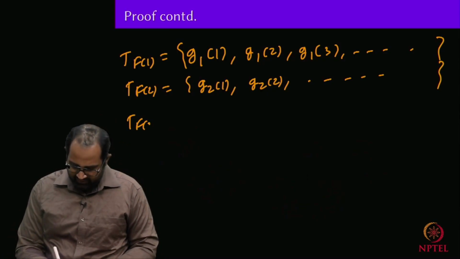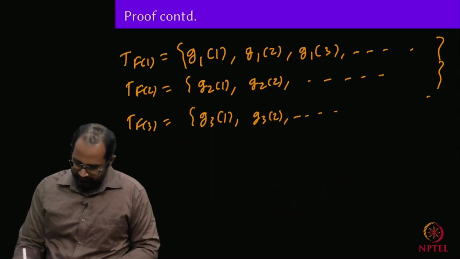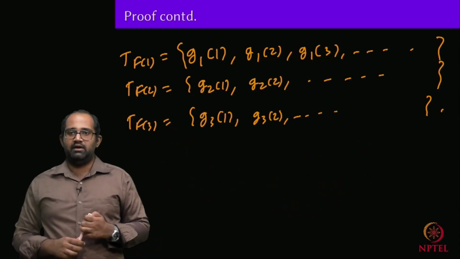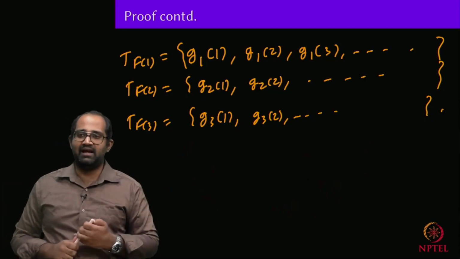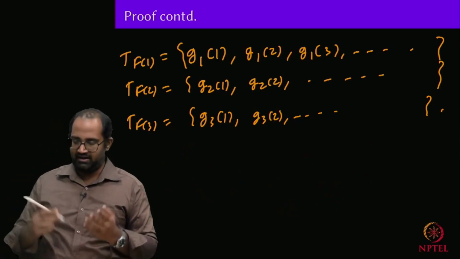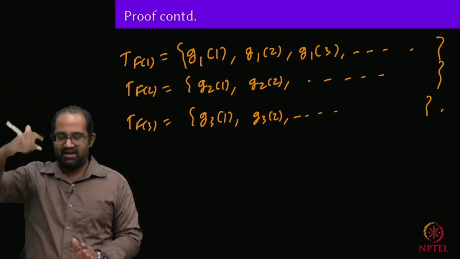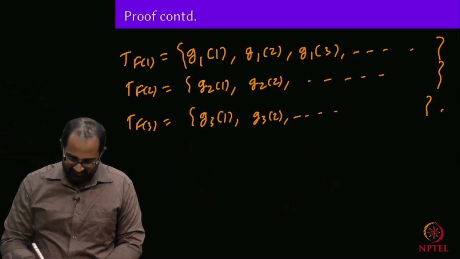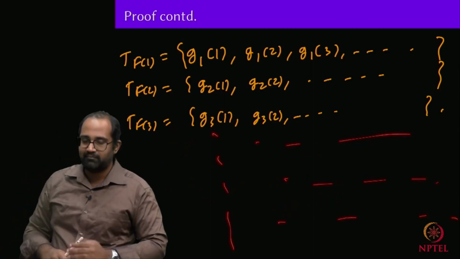T_f(3) is g31, g32, dot dot dot. Now you have this huge infinite array. If you know matrices, it's an infinite cross infinite matrix. I have both ways an infinite grid.